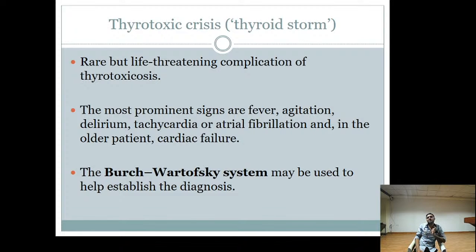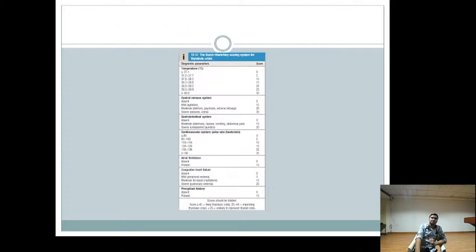Coming to thyrotoxic crisis or thyroid storm, it is life-threatening. It is a rare condition, but it is life-threatening. What are the features of thyroid storm? We see the signs like fever, agitation, delirium, that is acute confusional state, tachycardia or atrial fibrillation, and in older patients we see cardiac failure. Burch-Wartofsky system is used to establish the diagnosis of thyrotoxic crisis.